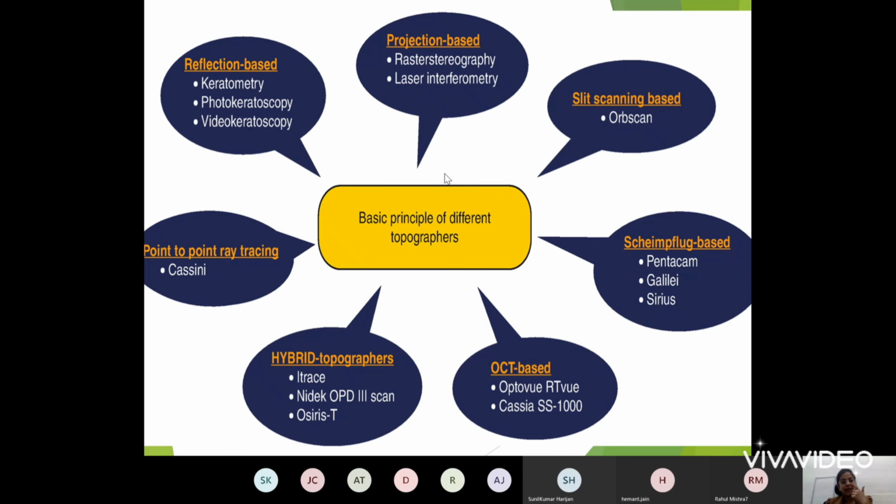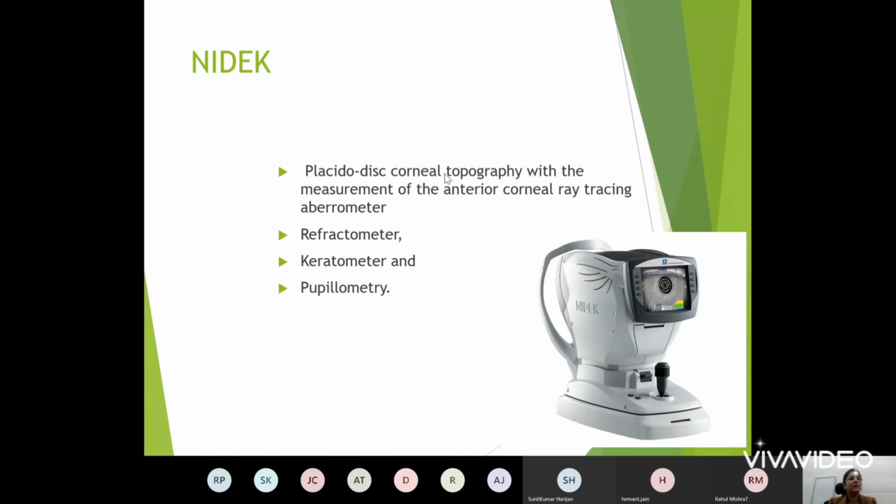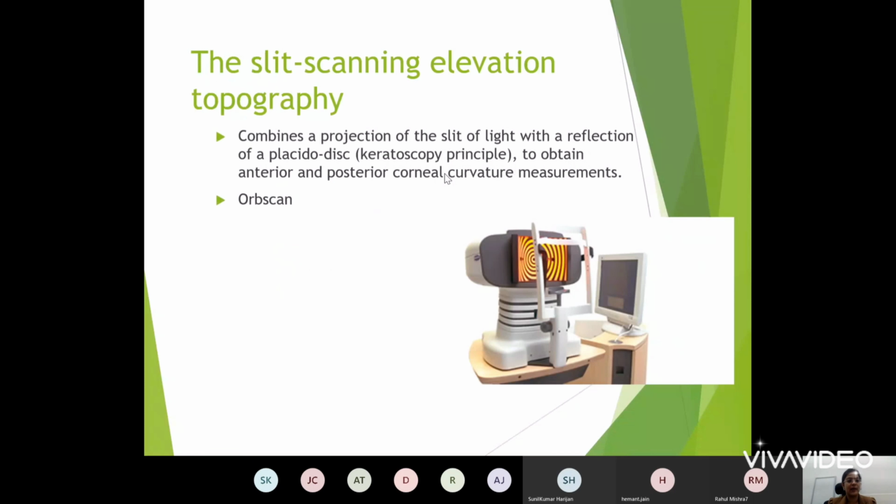These are the basic principles of different topographers. Projection based is laser interferometry, slit scanning based has Orbscan, Scheimpflug based is Pentacam, Galilei and Cirrus, and OCT based is Optovue. Hybrid topographers include iTrace, and point ray tracing has Cassini. Quickly viewing NIDEK, it has Placido-based corneal topography along with anterior corneal ray tracing, aberrometry, refractometry, and keratometry.